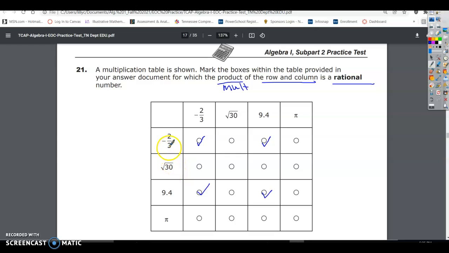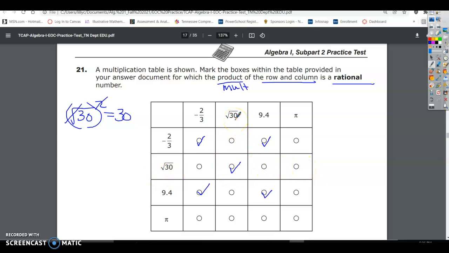All right, so let's check the ones we haven't checked. So we've got negative 2/3 times square root of 30. Again, square root of 30 is an irrational number, so it's not going to be able to be rational when I multiply by negative 2/3. However, square root of 30 times square root of 30 is a square root squared. So if I have a square root and I square it, the square root cancels the squared and it leaves just that number. So that one will work, even though this one will not work and this one will not work. And I've already said it will not work times pi, but that one will work.